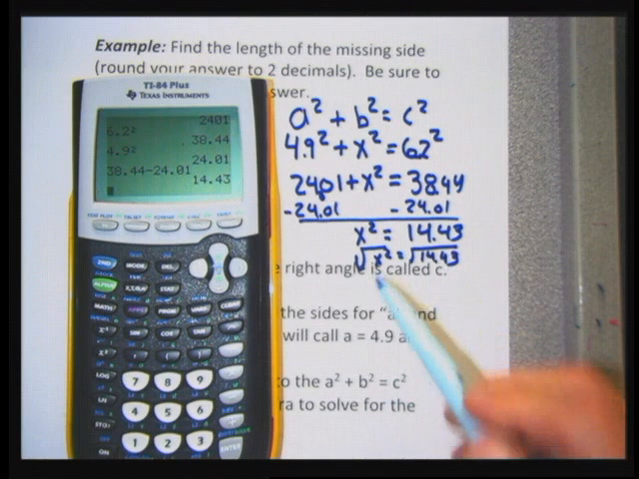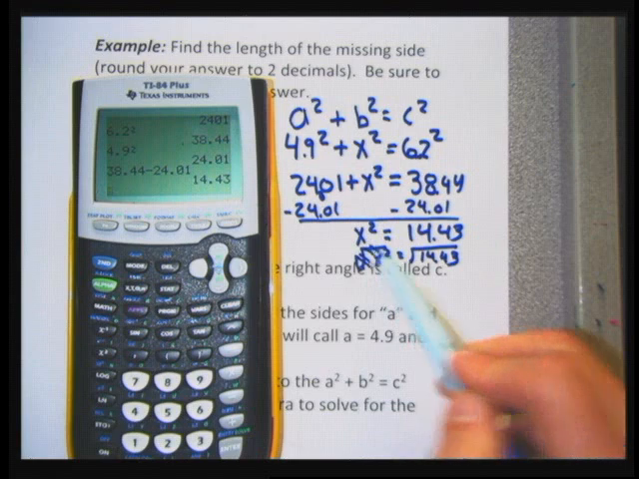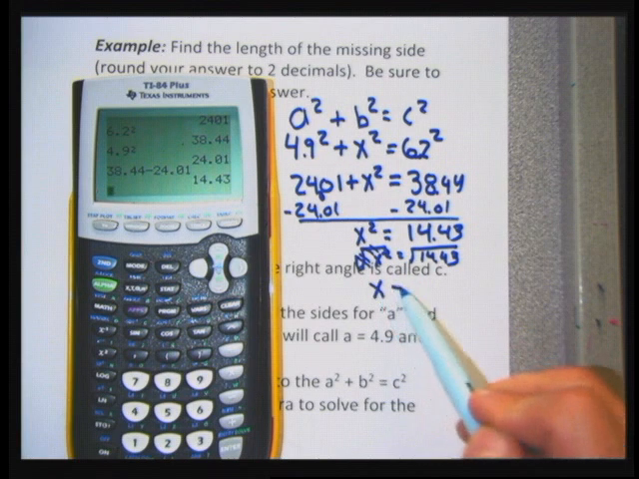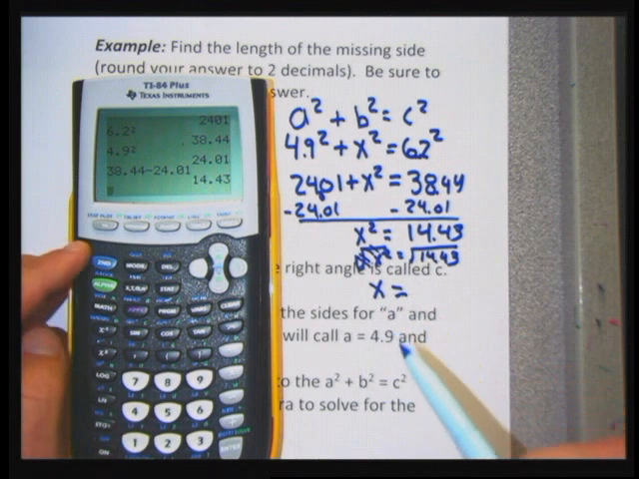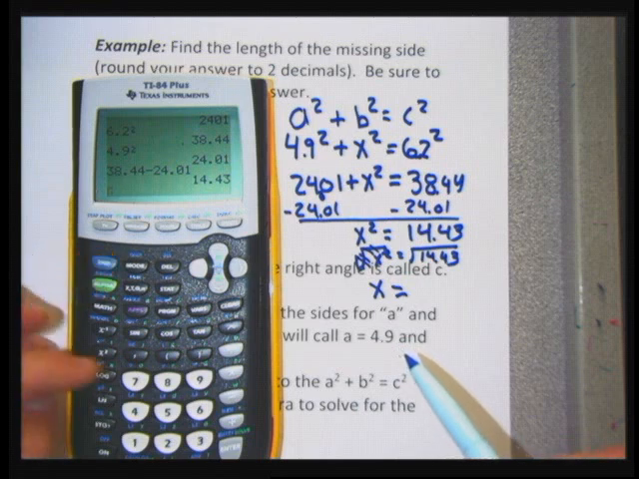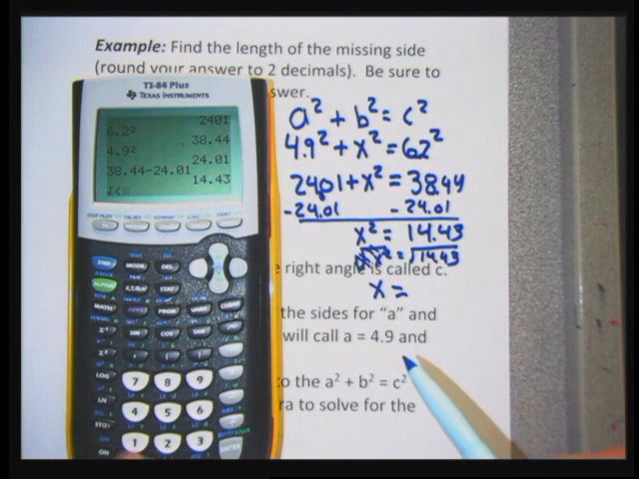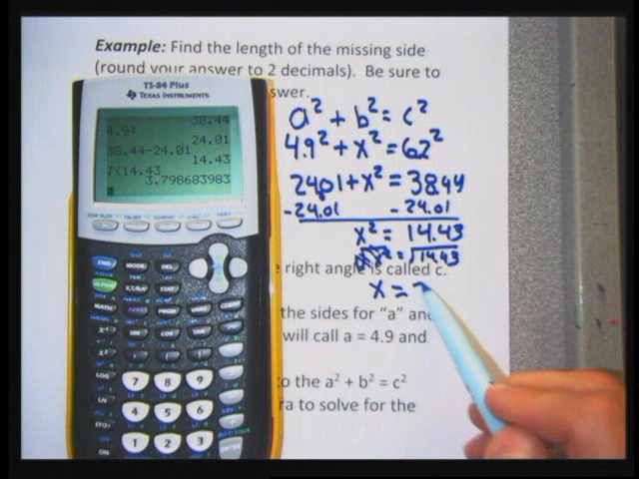On the left side, square rooting cancels out a square. The left side's going to become x. And the right side, to do the square root, I'm going to do second and x squared to get the square root activated. Then I type 14.43. And then I need to round.